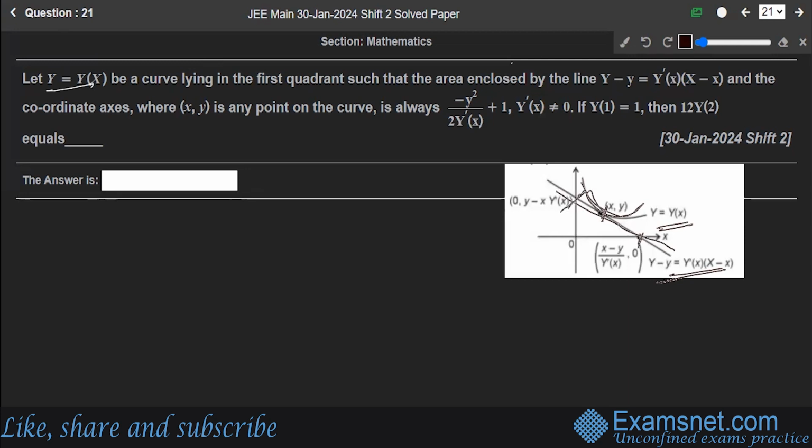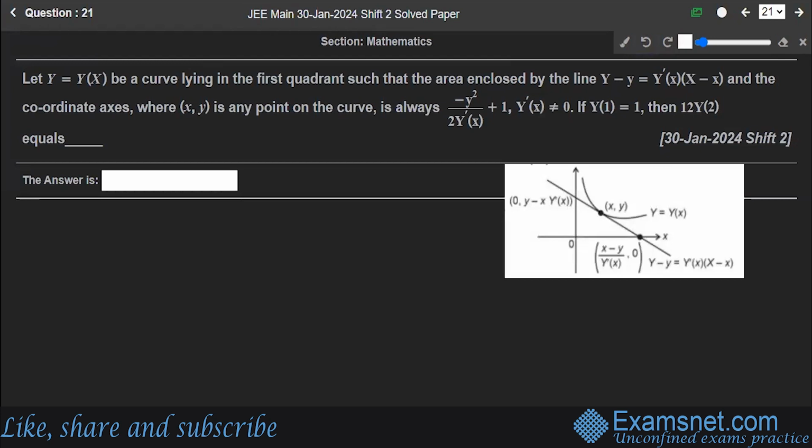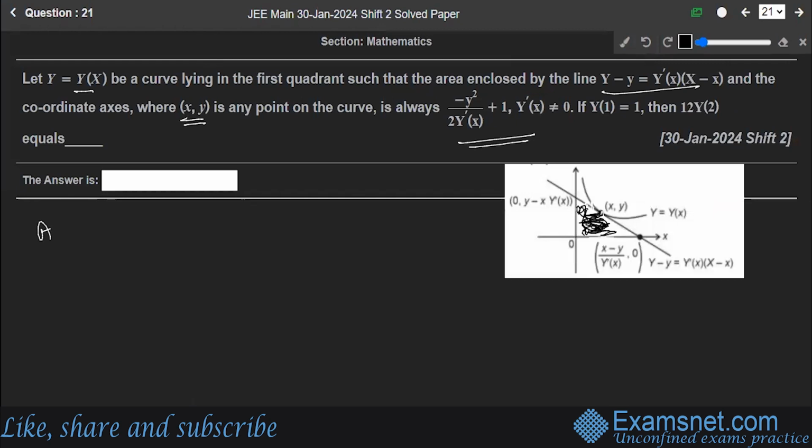Actually, this line is cutting the x-axis and y-axis at these points. Let's find out the coordinates first. So now the first thing you are given is the area enclosed by this line and the curve and the coordinate axis, where x, y is any point on the curve, is given by this. So this is the area enclosed by the curve and the line and the coordinate axis. So this is actually forming this particular triangle, right? This one.